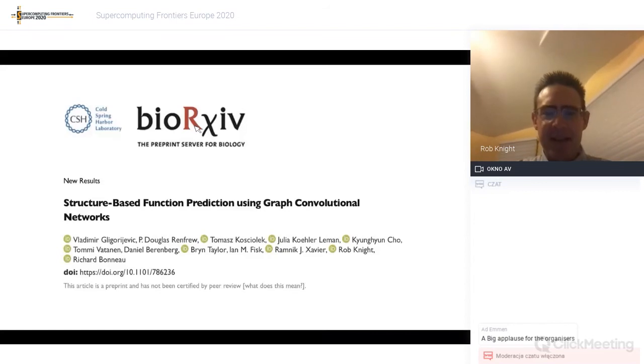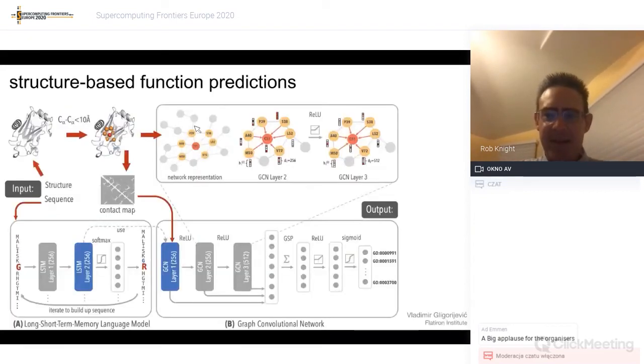What is exciting about this? This is led by Vladimir Gligorjevic at the Flatiron Institute. What is exciting is that we can use as input the structures and sequences of very well-known proteins. And then there are two components to it, where the first component is an LSTM model, and the second component is a graph convolutional network. Essentially the architecture of it is shown here.